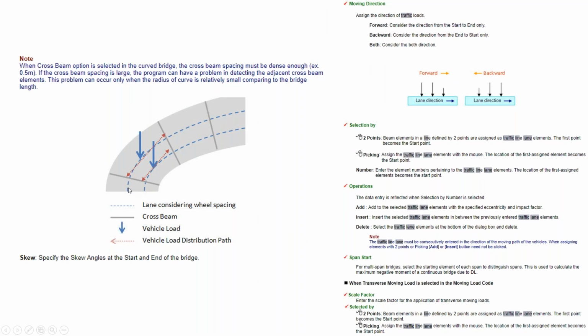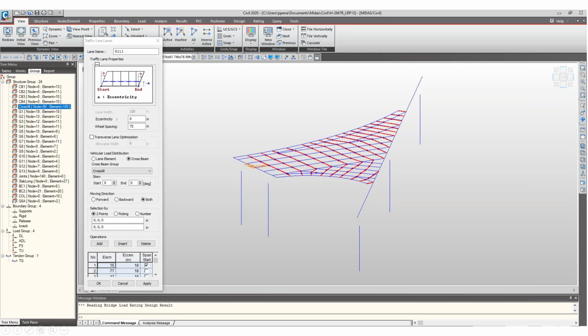In case we have very large curved bridges, we have to make sure that the spacing of these cross elements is dense enough in order to make it work. Here is a view where I highlight in red all the cross beam elements that are going to be used to distribute a live load to the main girders.